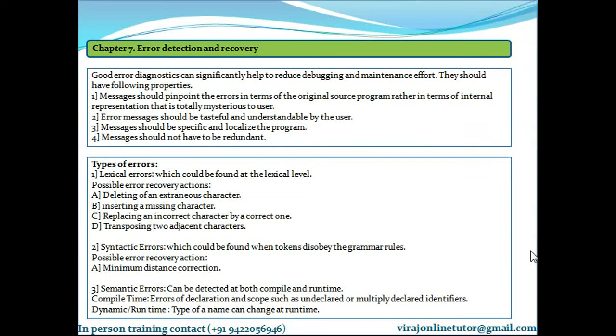Messages should be specific and localize the program. Messages should not have to be redundant. Okay. So what are the different sources of errors that can come?